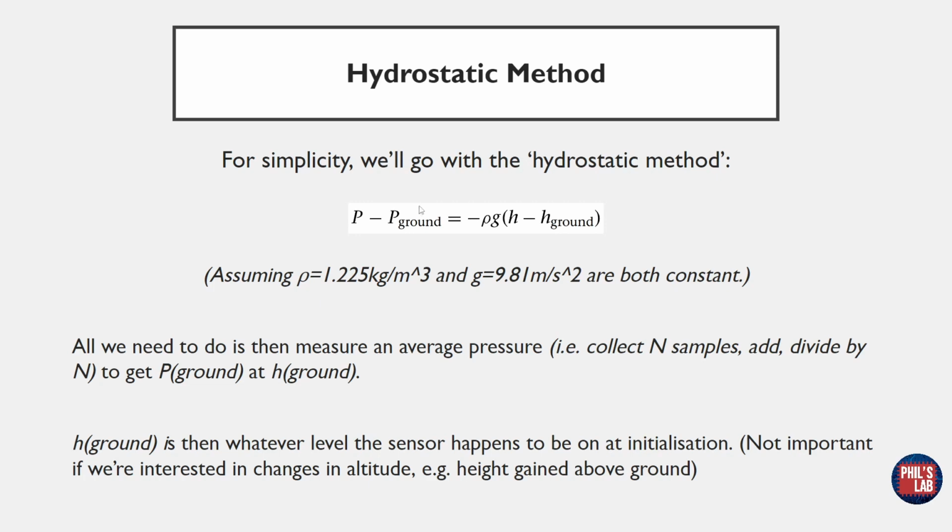All we need to do when we initialize our system is then measure an average pressure, which means we're essentially finding out P ground, so our reference level, which we talked about just a second ago. So we're collecting a number of samples, adding them together, and dividing by the total sample count, and that gives us P ground at H ground. So H ground, which is the height above ground or our reference level, is then simply whatever level the sensor happens to be on at initialization. In my case, I'm just keeping my sensor on a desk, so that'll be my reference level.